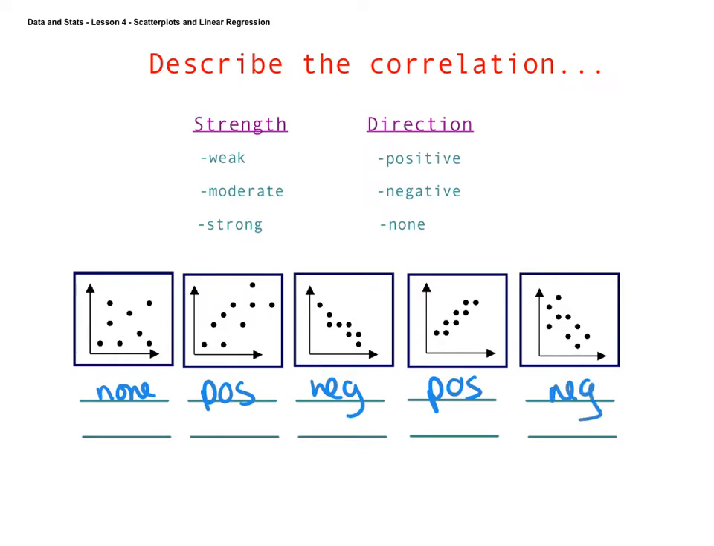Now let's talk about which one is the strongest. I would say of all of these, this guy has a strong negative correlation. As you draw the line, it catches most of the points. You could probably argue that this one has a strong positive correlation, and that this one might have a moderate negative correlation, and that maybe this one has a moderate to weak.